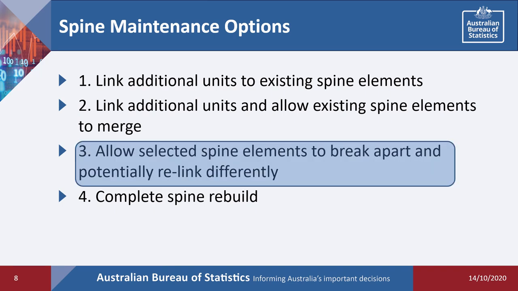The agreed way forward was to allow selected spine elements to be broken apart and potentially relinked differently while keeping the bulk of the spine the same. It does pose some complexities for linkage and assembly, but not on the same scale as a complete spine rebuild, but allows the flexibility to fix up spine elements as we go.